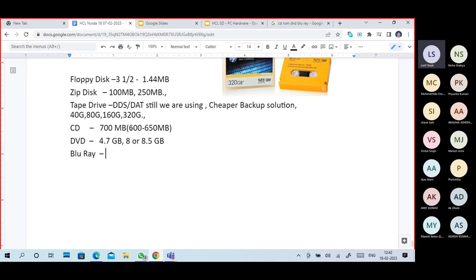So up to DVD, demand was there in the market. Then Blu-ray came into the market. Blu-ray can store up to 25 GB, which is a very good size. But the problem is that at that time pen drives and other forms of storage increased, so there was no permanent requirement, and Blu-ray is very costly. So people are not showing much interest in Blu-ray. But still Blu-ray is there. Single layer is 25 GB and double layer is 50 GB.